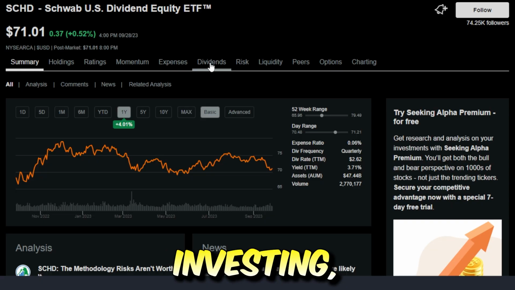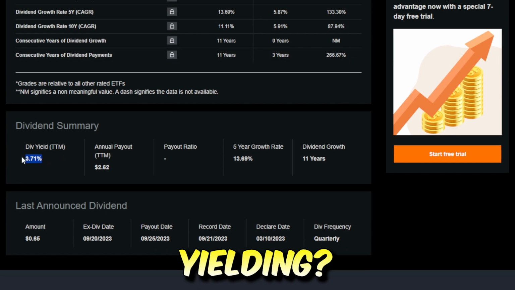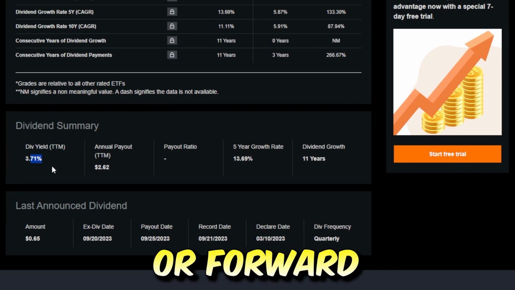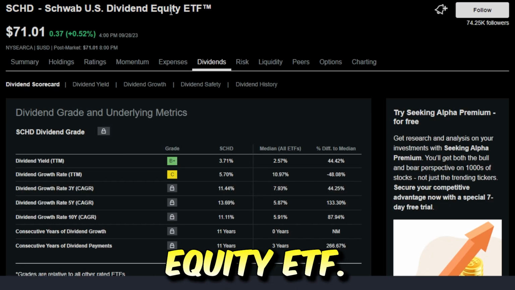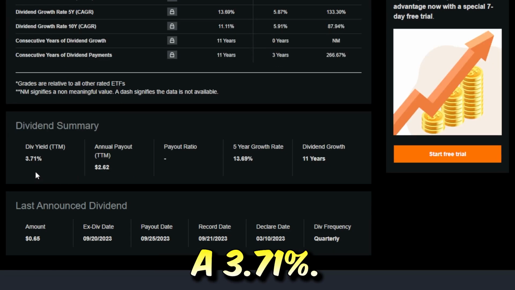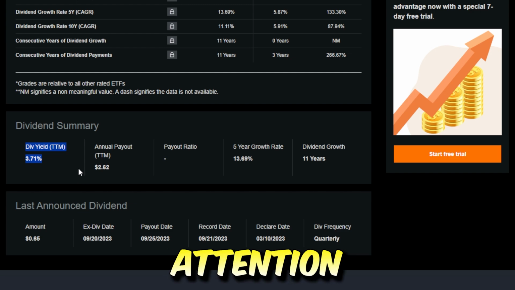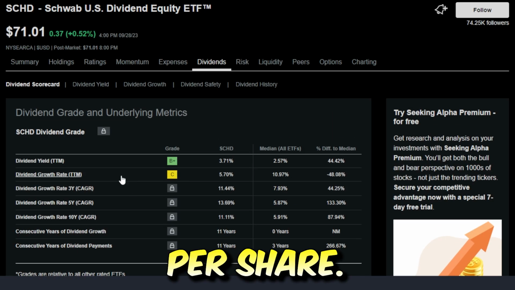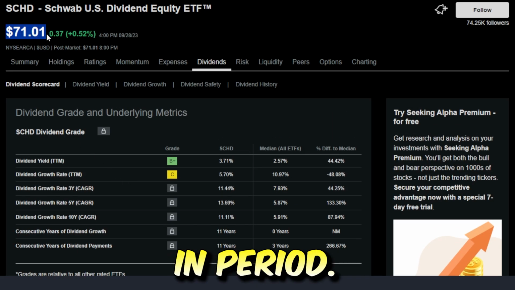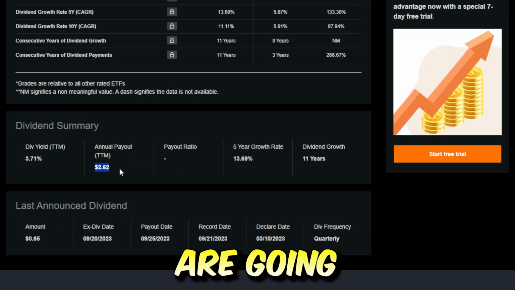Now, when it comes to dividend investing, for the most part, most dividend investors look at things like how much the stock or ETF is yielding on a trailing 12-month or forward basis. For this example, the SCHD ETF, or the Schwab US Dividend Equity ETF, currently has around a 3.71% trailing 12-month dividend yield, which is definitely an important metric to pay attention to. With that yield, this is offering around $2.62 per share. So every share of SCHD that you purchase for $71.01 per share, in theory, you as an investor are going to get paid out $2.62 per year.